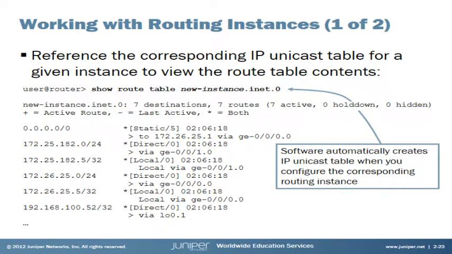If I do a show route table and then reference the instance, we'll see the routing table for that routing instance. So this is not the default instance, this is the routing table for that particular routing instance. And the software automatically will create the IP unicast table when you configure the corresponding routing instance. So there's our routing table for our routing instance.